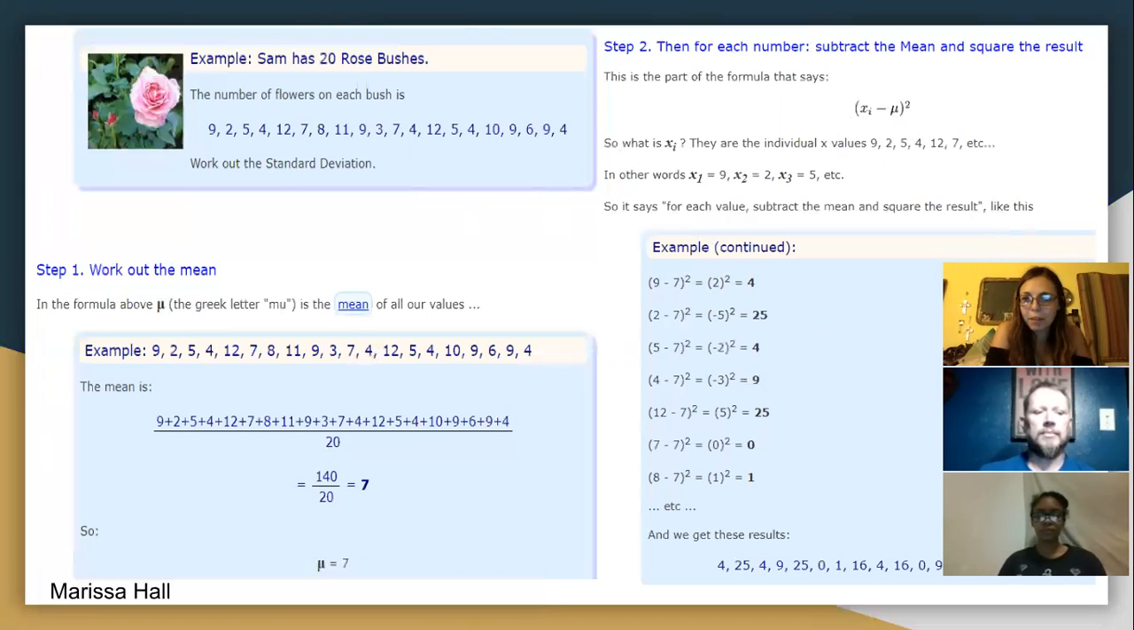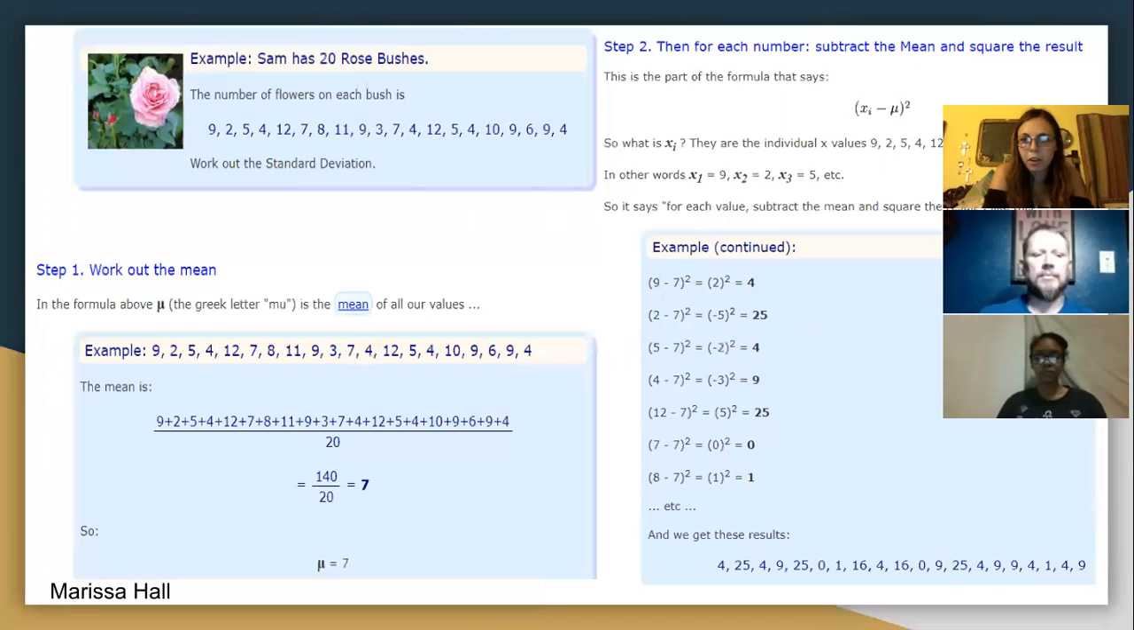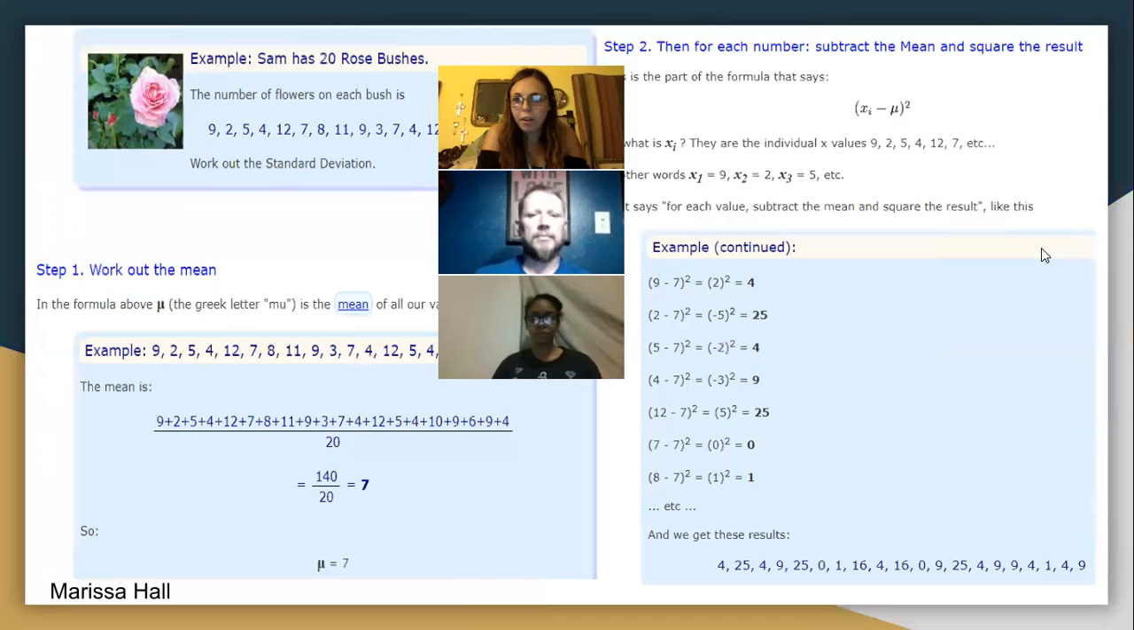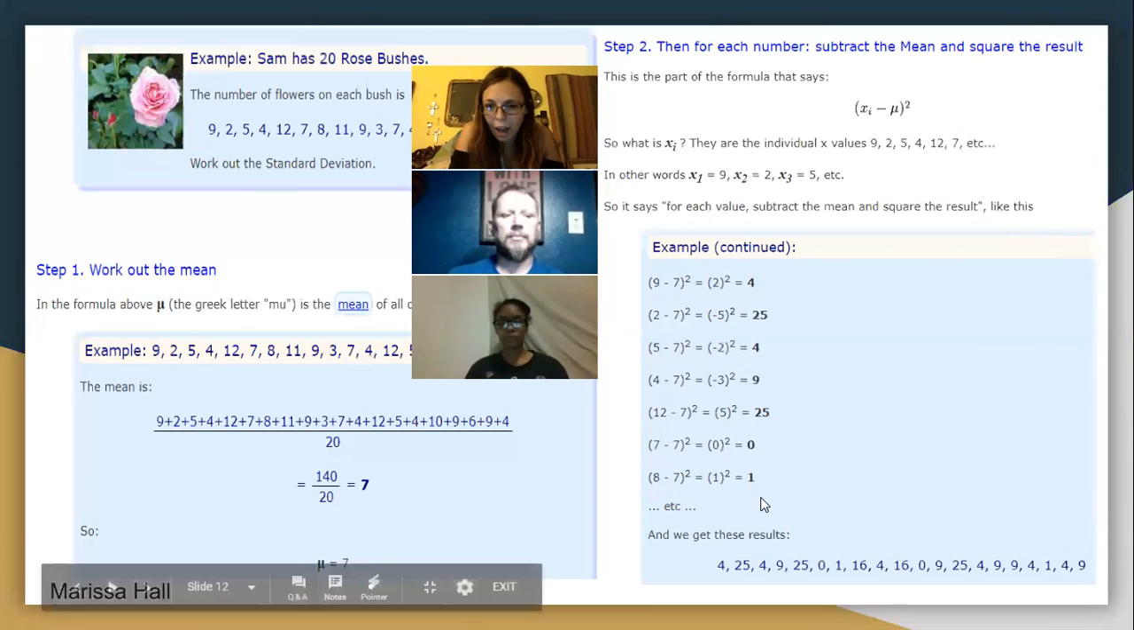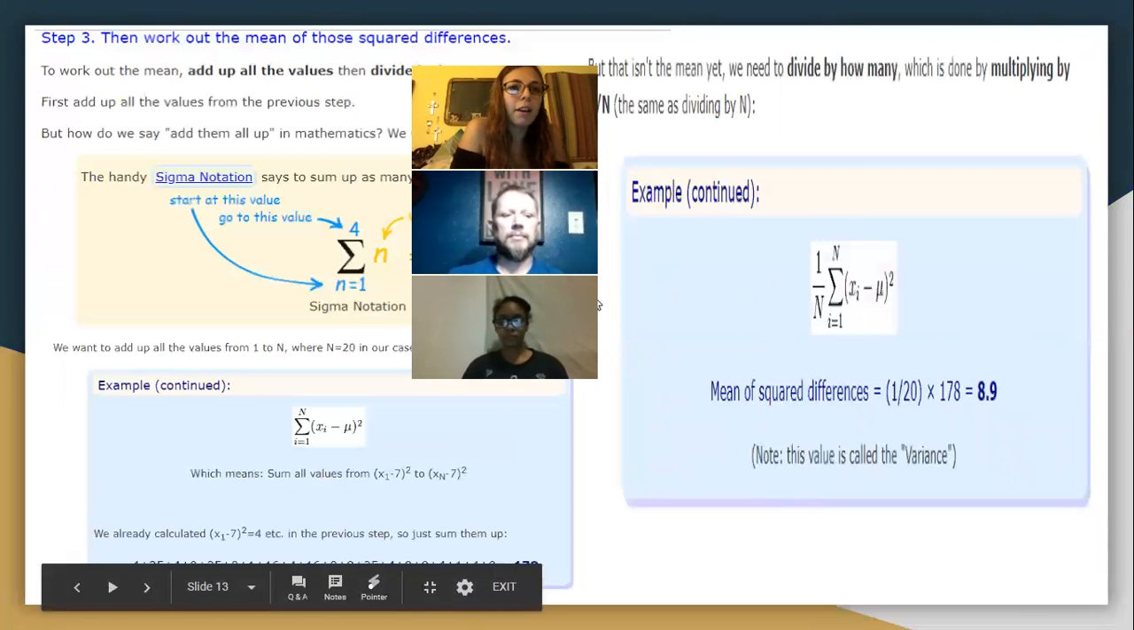Here's an example of that. Let me move us over a little bit. Okay. And then it says for each value, you subtract the mean, and then you want to square the results. So as we would go down the line, we would get the results for 25, 4, 9, 25, etc. Next slide.